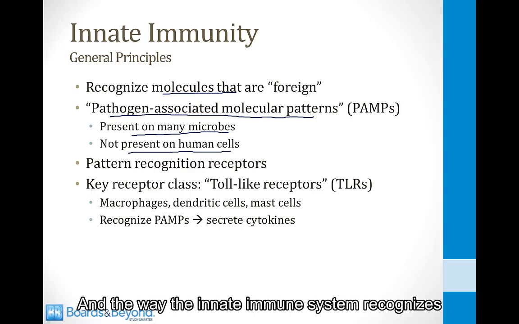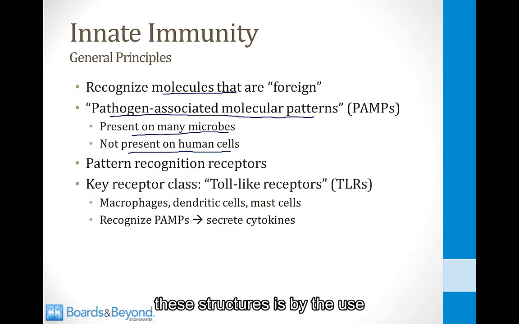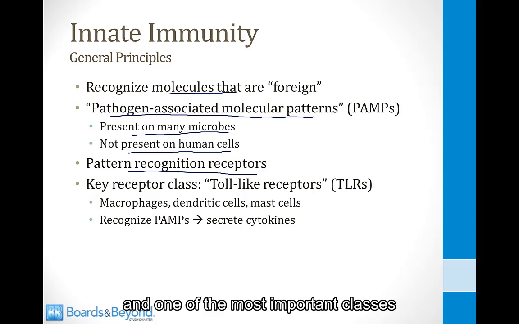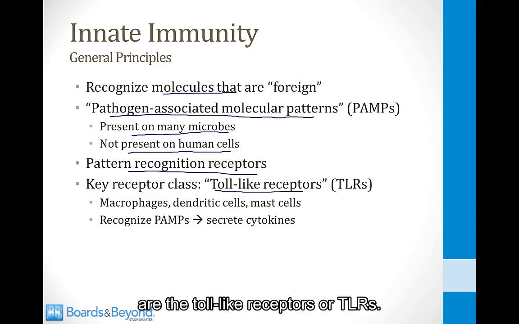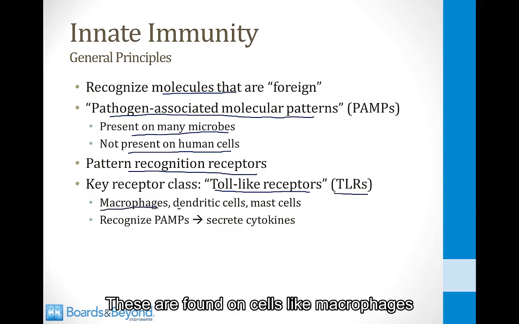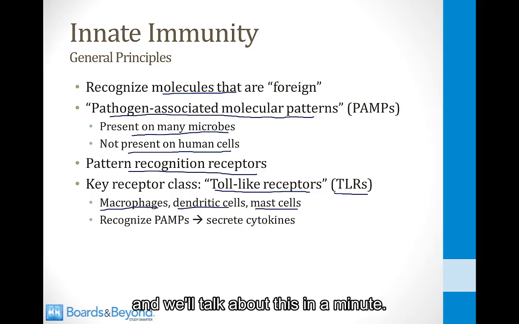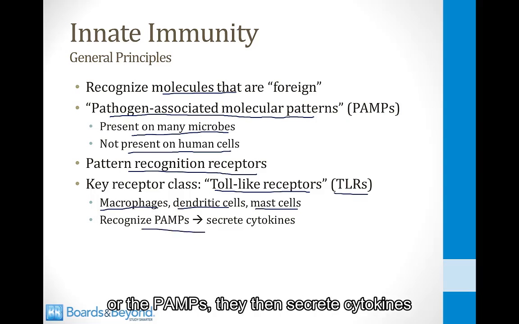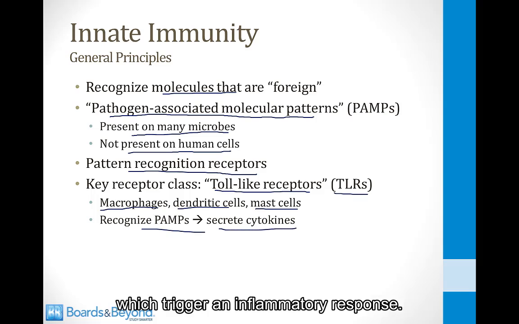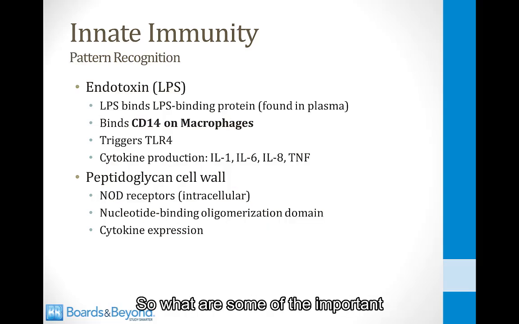And the way the innate immune system recognizes these structures is by the use of pattern recognition receptors. And one of the most important classes of pattern recognition receptors are the toll-like receptors, or TLRs. These are found on cells like macrophages and dendritic cells and mast cells, and we'll talk about this in a minute. And once these cells recognize the pathogen-associated molecular patterns, or the PAMPs, they then secrete cytokines which trigger an inflammatory response. So what are some of the important pathogen-associated molecular patterns that the innate immune system responds to?